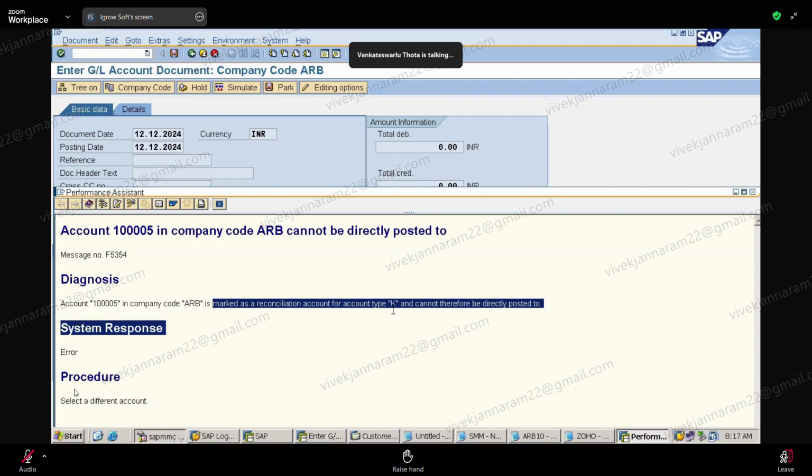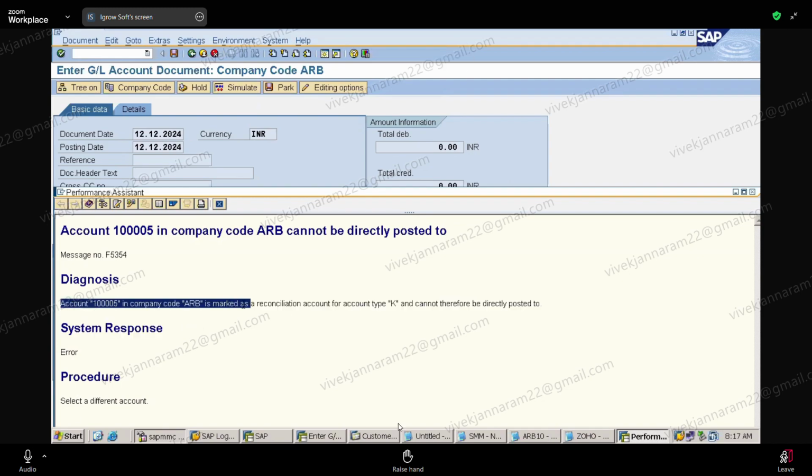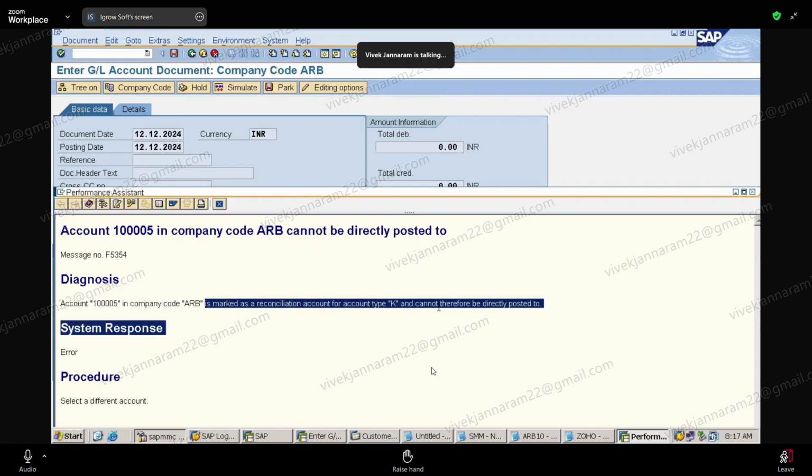reconciliation for K vendors. K means vendors. Can you read this statement? Account 1 lakh 5 in company code is marked as reconciliation, and therefore cannot be directly posted. So it's not allowed. You post in the subledger only. If you post there, it will update the GL automatically. Is that clear?